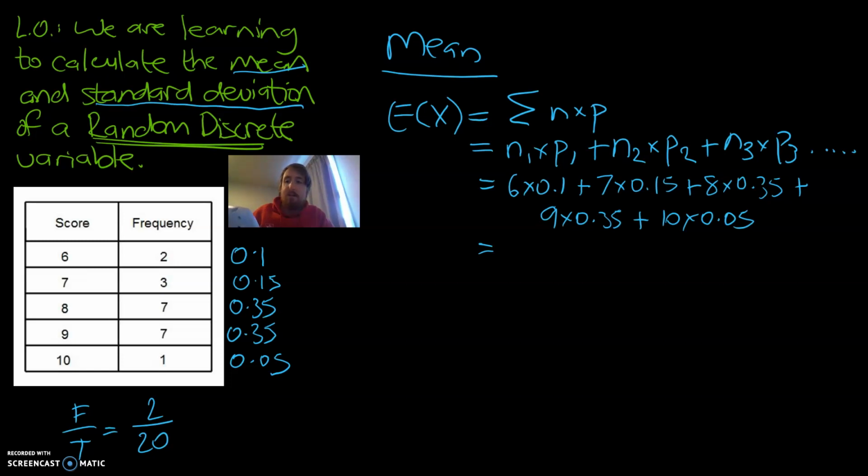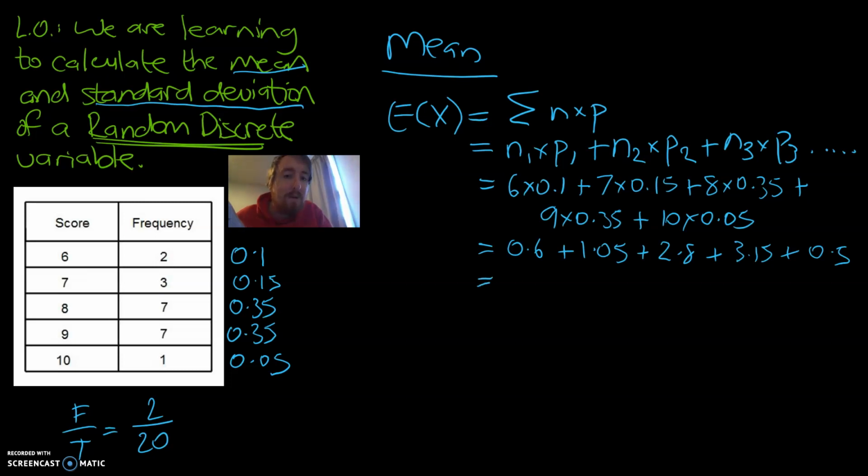So 6 times 0.1 comes to 0.6. We're going to add the next one, 7 times 0.15. That becomes 1.05. We're going to add the next one, 8 times 0.35. That's 2.8. And then we're going to add 9 times 0.35. That's 3.15. And then finally, 10 times 0.05, and that's 0.5. So those are the expected values of each of those.